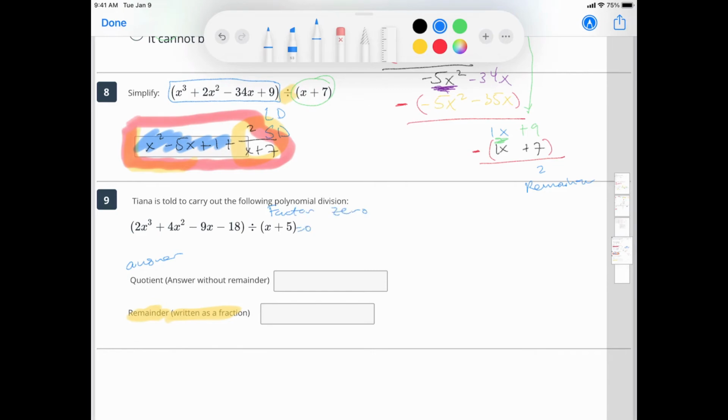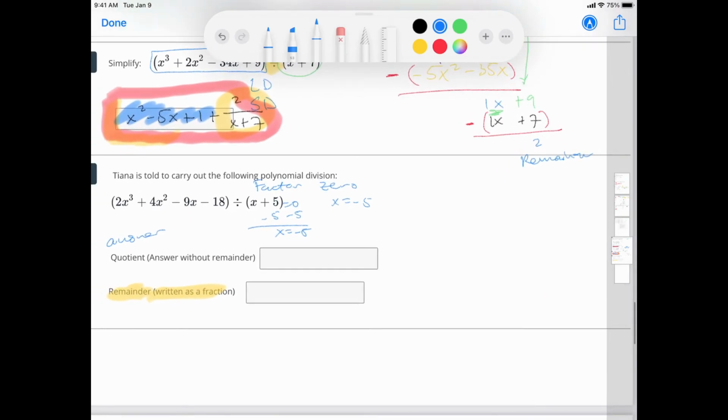So set it equals 0, subtract 5, x equals negative 5 is my 0. Okay? I take that and put negative 5 on the outside of my synthetic division. And then all I'm going to do here is take all the coefficients, 2, 4, negative 9, and negative 18, and put those right there. So I have 2, 4, negative 9, negative 18. Again, make sure there's no missing gaps there.